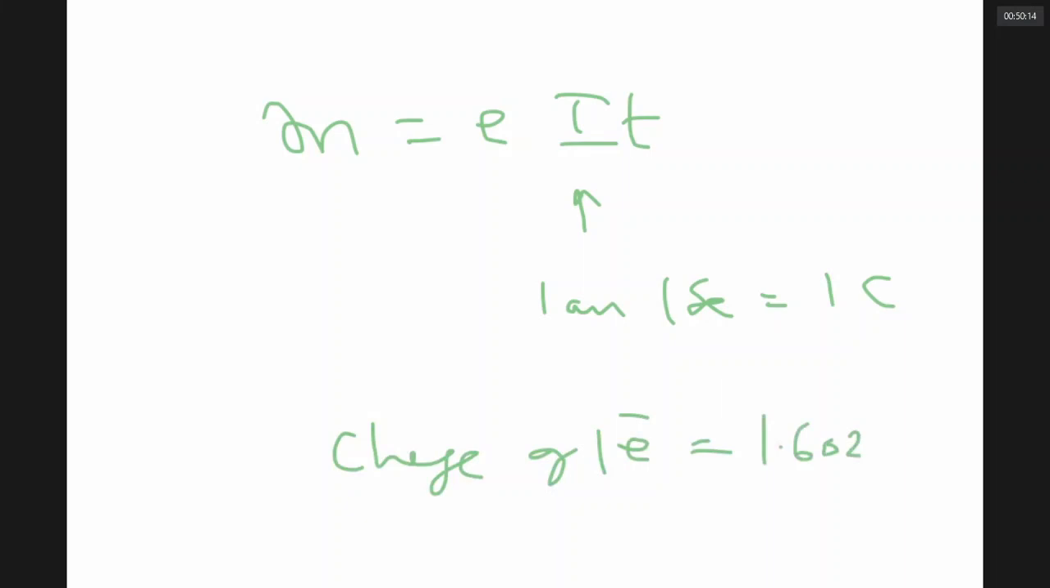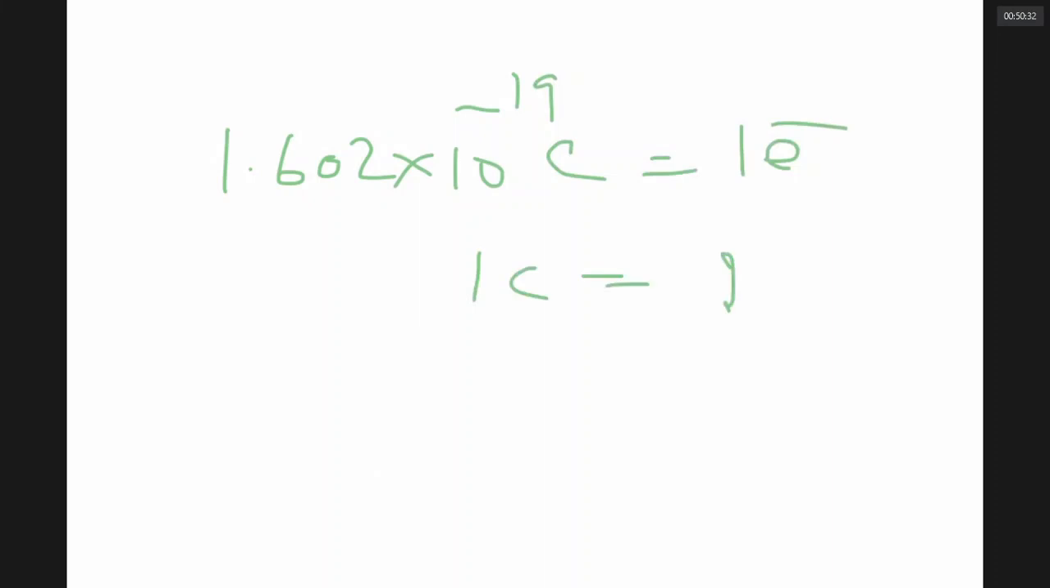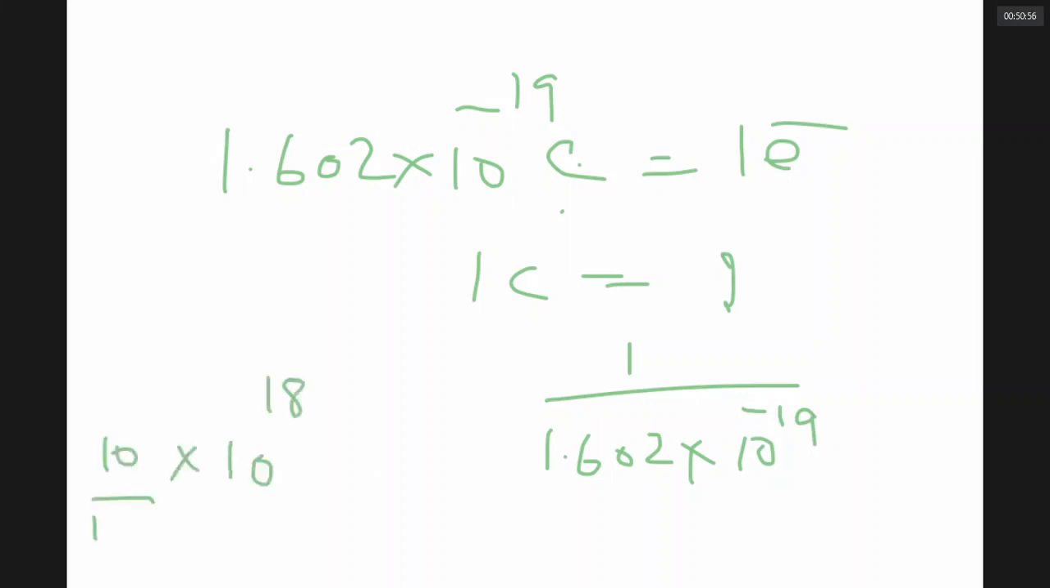1.6 into 10 to the power minus 19. So this many coulombs is equal to 1 electron. Sir, 1.602 into 10 to the power minus 19 coulombs is equal to 1 electron. Now 1 coulomb is equal to how many electrons? 1 by 1.602 into 10 to the power minus 19, which is 10 to the power 19 by 1.602.